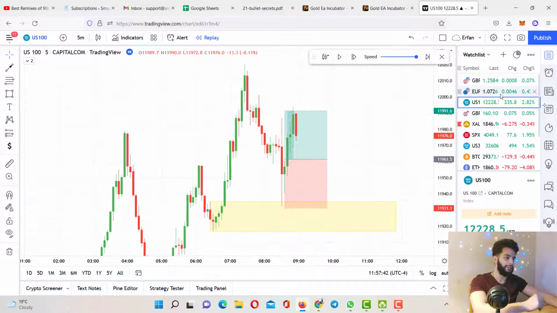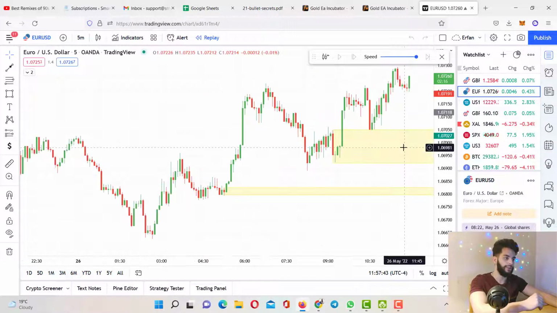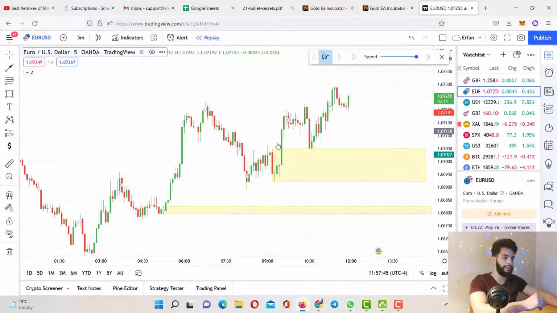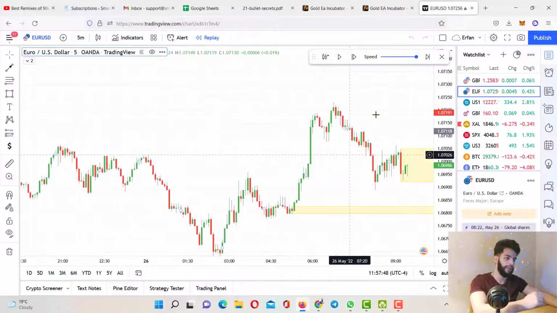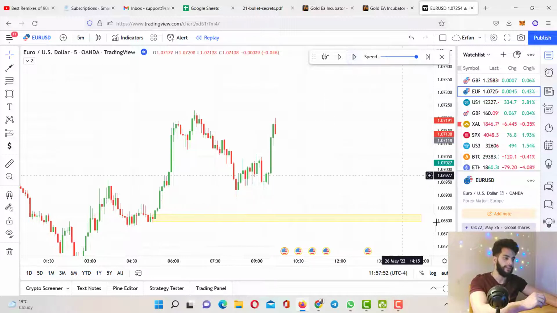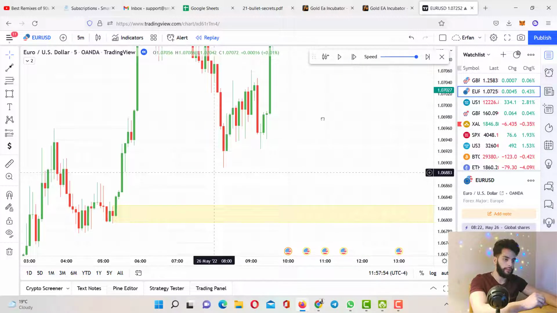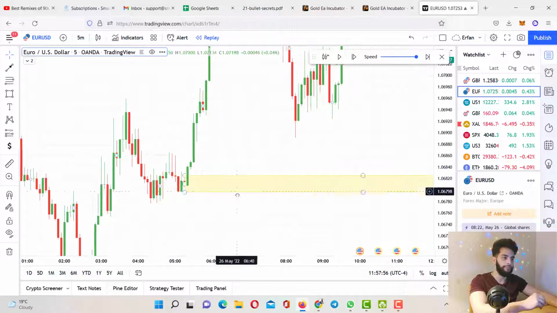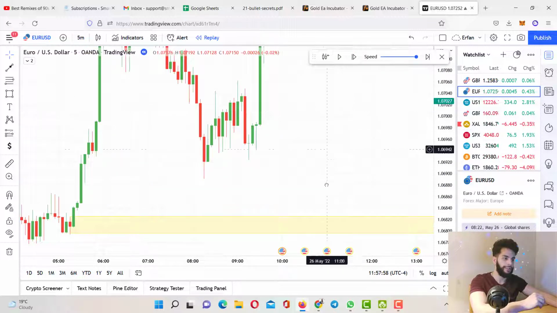So this is NAS 100. The last trade is EURUSD that I want to show you exactly what happened. It's very, very self-explanatory, guys, because if you know the technique, then you know everything. So this is exactly what happened. This is the first high probability demand zone that we noticed. And then the second one is this one right here.